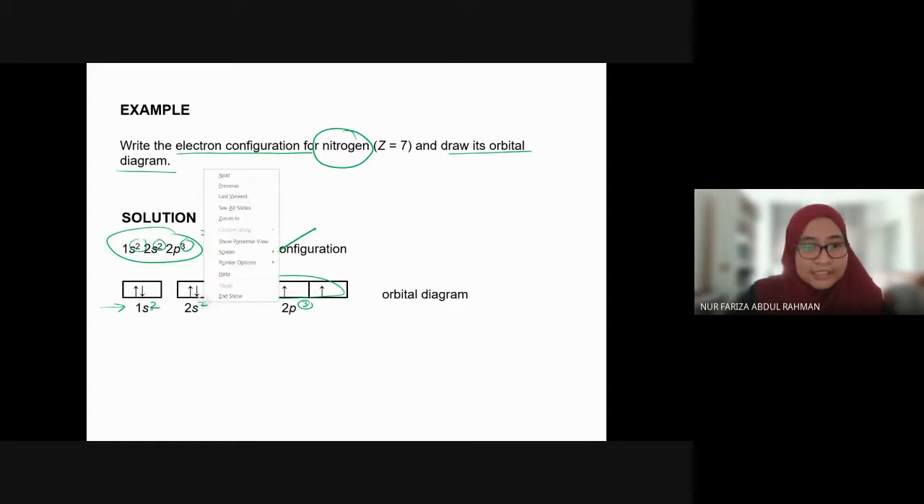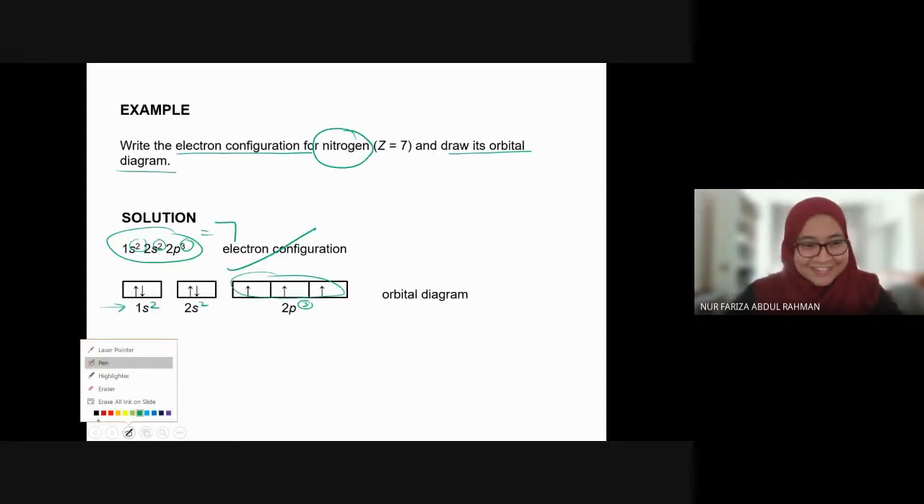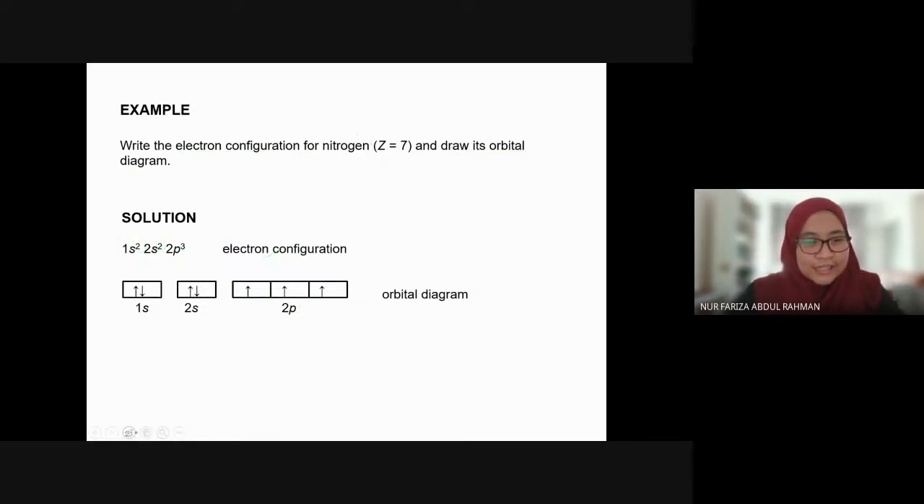So, this is not there. Okay, we don't have this. Do you want to make the media angry or what? Erase all. So it should be 1s, 2s, 2p. In terms of this, we can represent that using the electrons in the orbital.